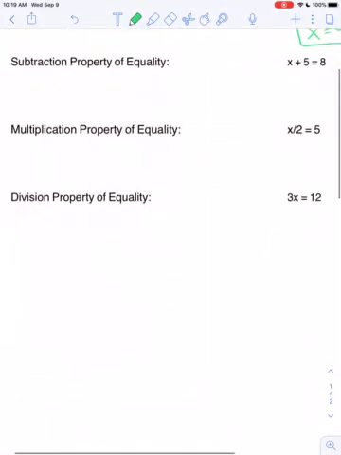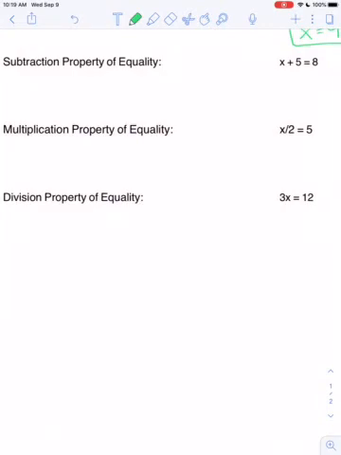Same is true for subtraction. If you have x plus 5 equals 8, in order to get rid of the plus 5, you do the opposite, which is subtract 5. In order to keep that equation balanced, you have to do it to both sides. 5's cancel out, so you get x equals 3.